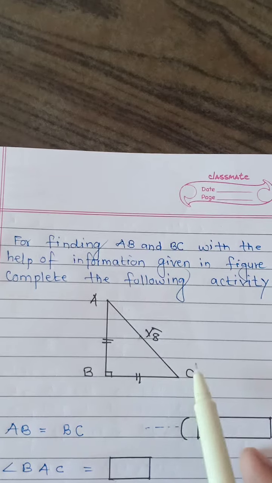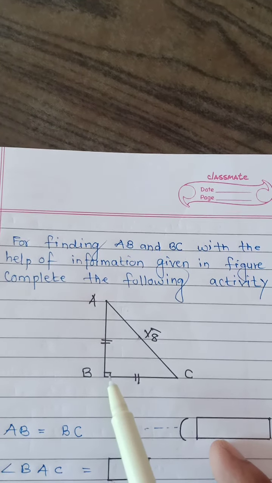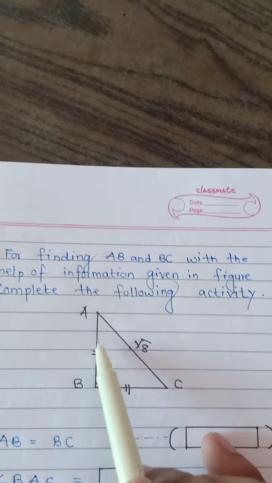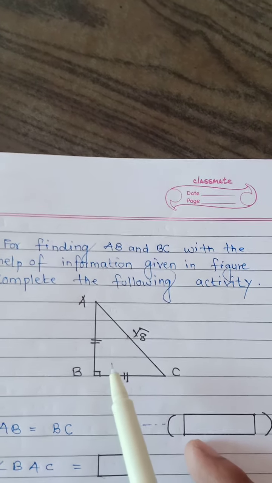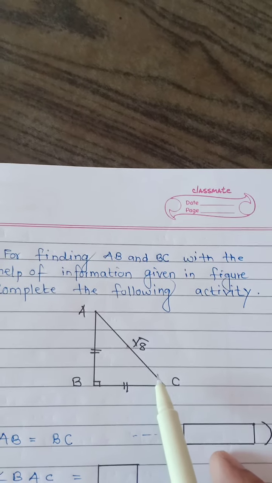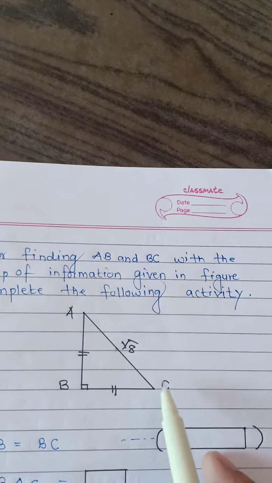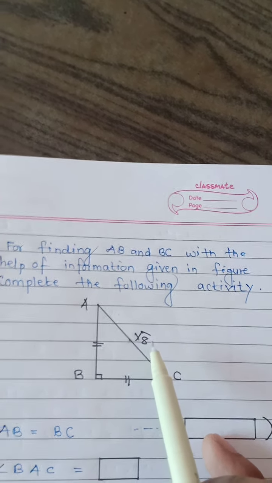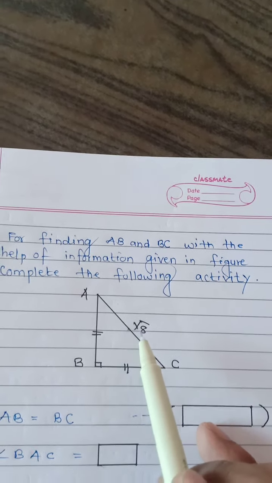In triangle ABC, where angle B is given 90 degrees, if you see the triangle, both the sides AB and BC are marked with identical signs. It means AB and BC are congruent sides. The length of the hypotenuse is √8. Clear? Now let's see the activity part.